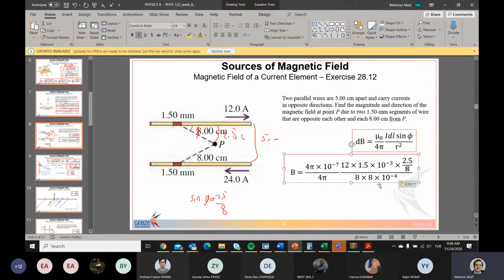And this 8 will also go down. Now you have 2.5 there. Okay, 4 pi's cancel out. We have 10 minus 7 here. 10 minus 10, 10 minus 6, 10.